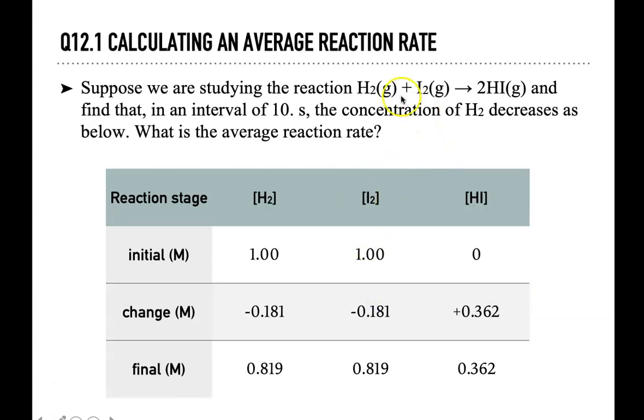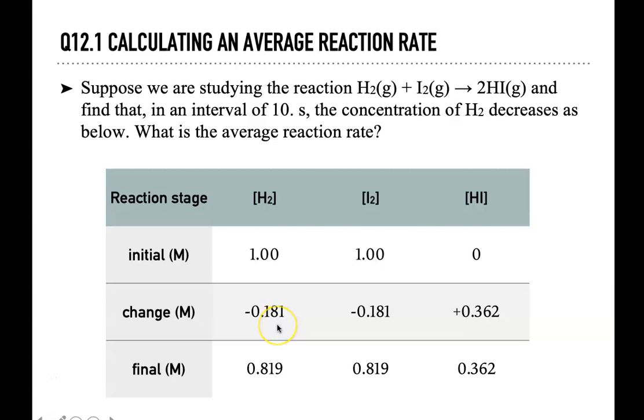Calculating the average reaction rate for a gas phase reaction, hydrogen gas and iodine gas. When you put these two different kinds of gases in a reactor and apply the proper reaction conditions, temperature and catalyst, the reaction proceeds to form 2 moles of hydrogen iodide gas. Now, in an interval of 10 seconds, we monitor the concentration of hydrogen. We find that it decreases as below. Initially, hydrogen and iodine have 1 mole per liter, 1 molar concentration. We didn't have any product initially.